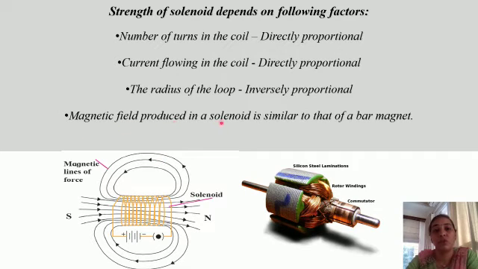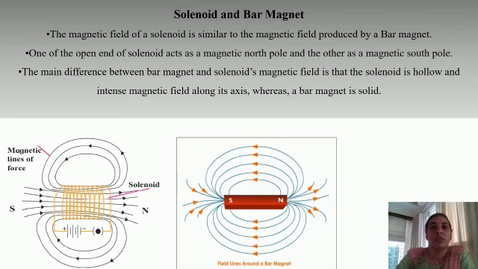Magnetic field produced in a solenoid is similar to that of a bar magnet. Now what is the similarity between the magnetic field that is produced by a solenoid and that of a bar magnet? Let's try to find out. Let us find out some similarities and differences in the magnetic field that is produced by a solenoid and a bar magnet. The magnetic field of a solenoid is similar to the magnetic field produced by a bar magnet.